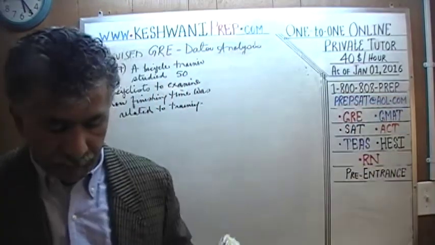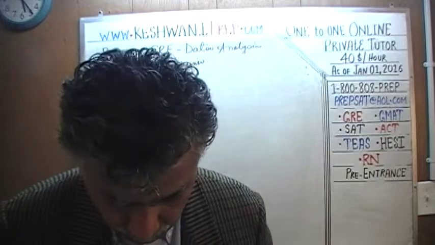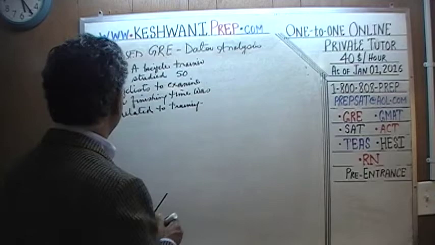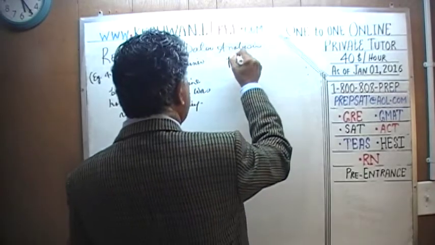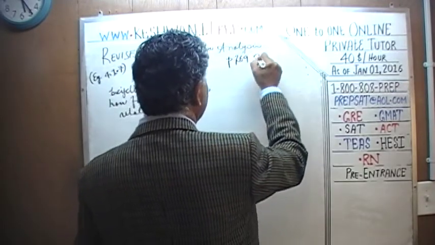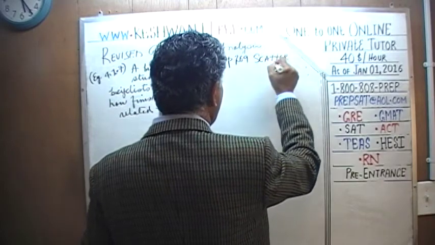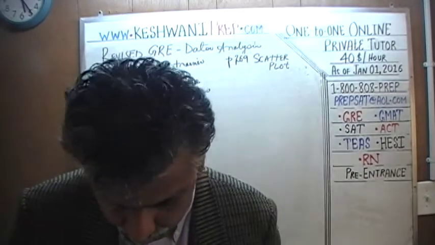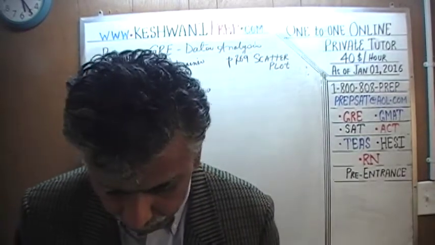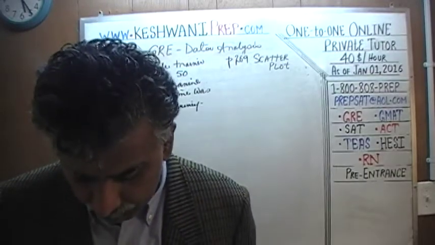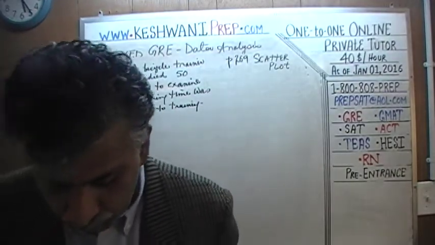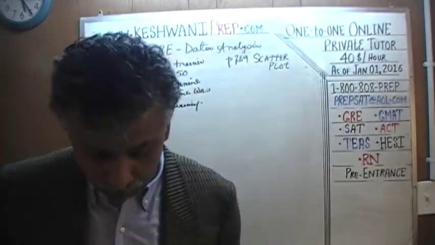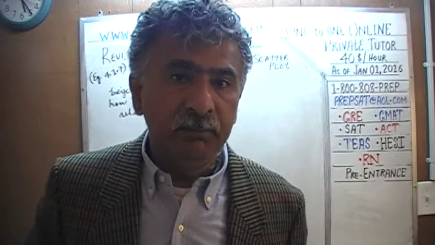Today we'll solve a problem that you will find on page number 269, dealing with the concept of scatterplot. You must have the book in front of you, otherwise you'll have trouble following me, because I'm not going to put down everything on the blackboard, because the question is rather long. I have put down the abridged version here, and soon I'm going to erase it. Turn to page number 269 and read the problem with me.